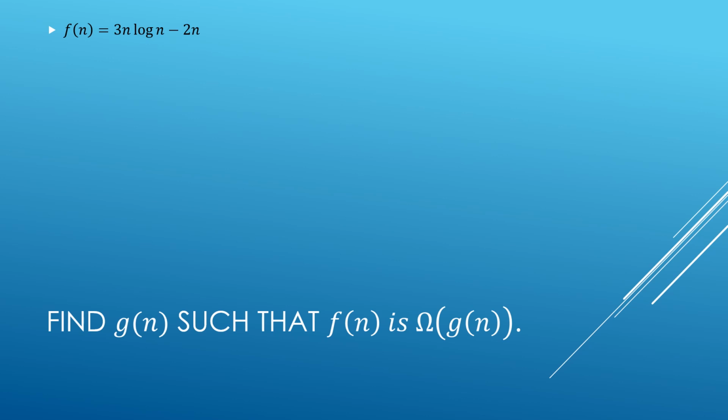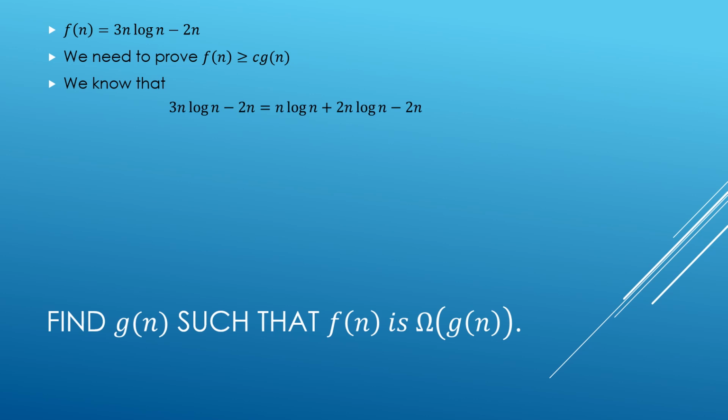f(n) is 3n log n minus 2n. Again, we need to find a g(n) which can serve as omega notation for our f(n). We know that 3n log n minus 2n can be written as n log n plus 2n log n minus 2n. I have split 3n log n into n log n and 2n log n. Now I am going to take 2n common from the last two terms. This is what I get.